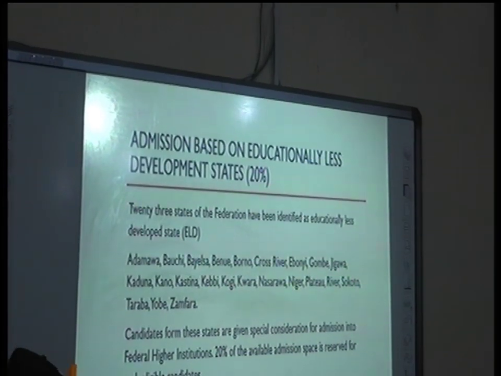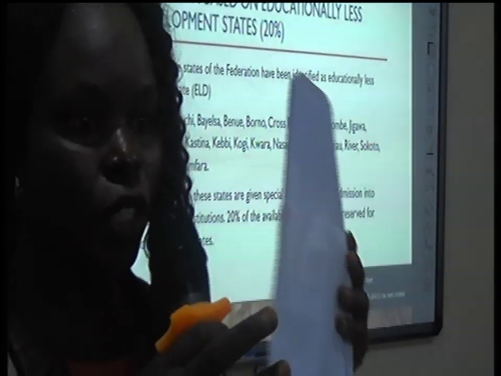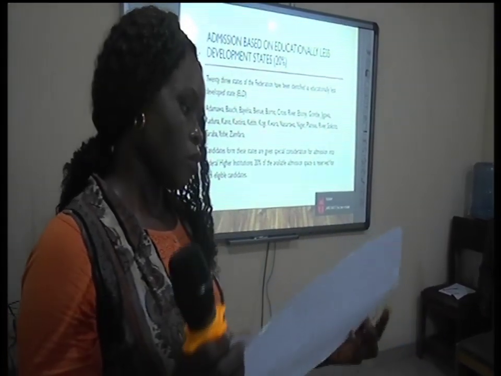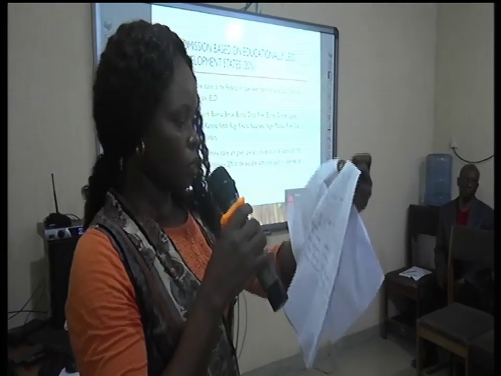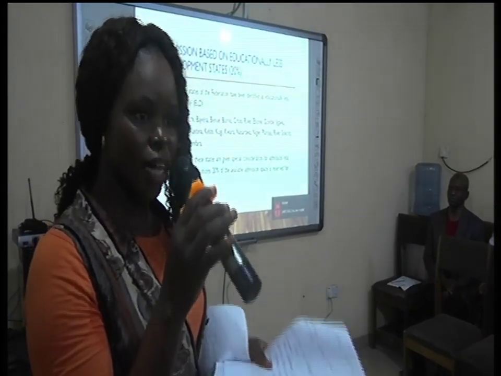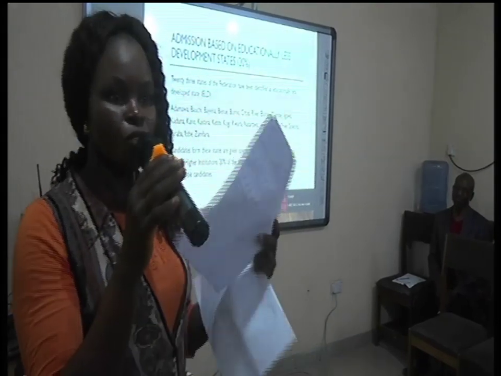We also have what they call educationally less developed states. 20% of this admission, out of that 120, is given to them. Let's use this illustration. Let's assume that a computer academy wants to admit candidates in computer hardware engineering, and it's 120, and 45% is on merit. So let's calculate: 45 times 100, divided by 100 times 120. Please give me the figure. No calculator. Okay, you have 54.